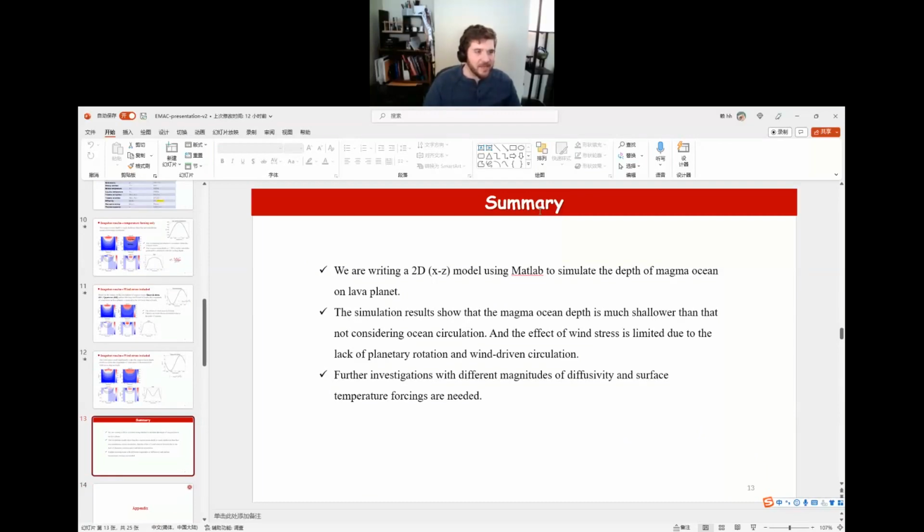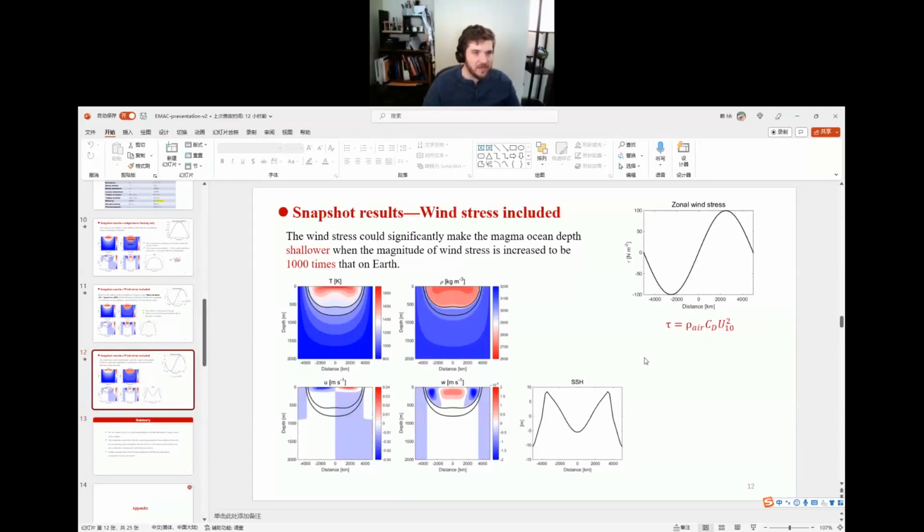I guess a question I have, on that last slide you had, we were talking about the 1,000 times wind strength. Maybe even a question for any of the atmospheric folks online. Is that realistic? Has any study looked at wind stress being that much stronger than on Earth?